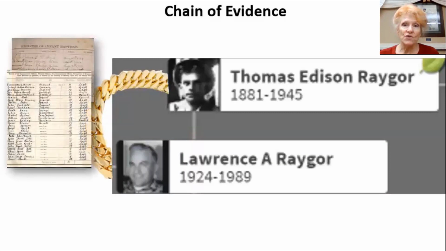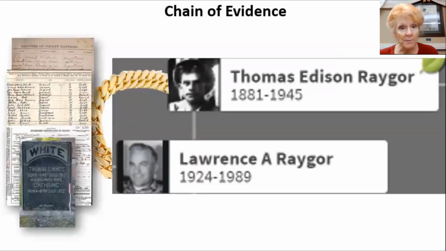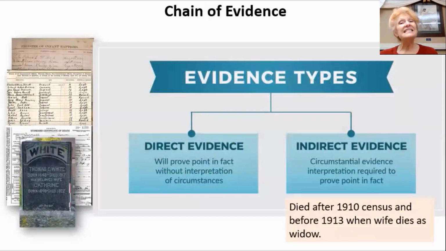Most lineage societies, for example, require an official document for each generation, but sometimes we can't find an official record. It's simply not available. That's when indirect or even negative evidence reinforces non-official evidence in the chain. For example, add a note that he died after the 1910 census, where he is listed, and before 1913, when his wife's obituary said she was a widow. Now we have narrowed it to a 3-year window. That's considered negative evidence when we don't have anything.